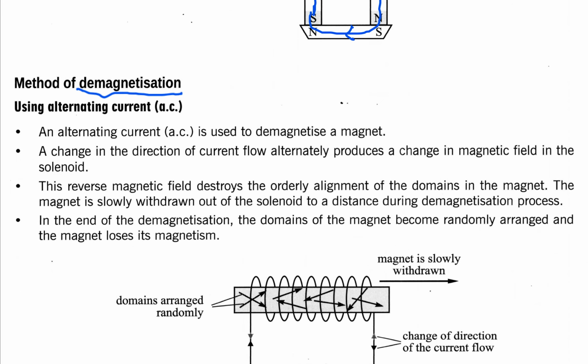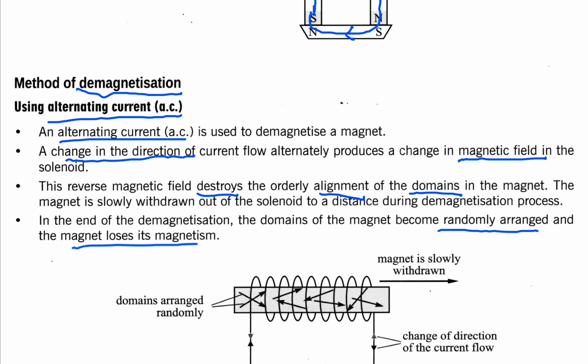Demagnetization. The first method of demagnetization is by the use of an alternating current. An alternating current is one whereby the current changes direction many times per second, and as such the magnetic field direction will also change direction many times per second, and so the domains become flip-flopped left and right many times per second until their alignments get destroyed, and so the alignment becomes disorderly and randomly arranged, and thus the magnet loses its magnetism.